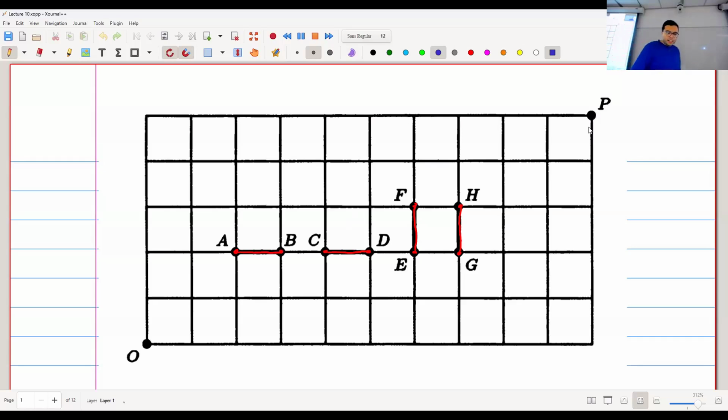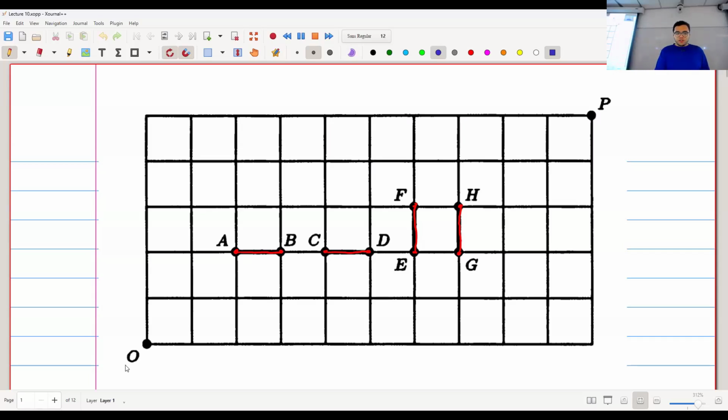So here's the thing. I can say, consider all the paths from O to P. And then let's subtract from that all the paths that contain AB, right? Because those are definitely invalid paths. And then let's subtract the paths that have CD in them. Now, how do I find that? For example, what is the number of paths that have CD? Well, I have to find the number of paths from O to C and multiply that by the number of paths from D to P. And I know how to find those two numbers, right?